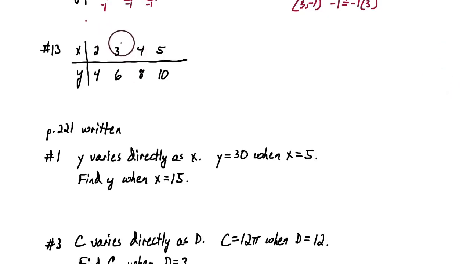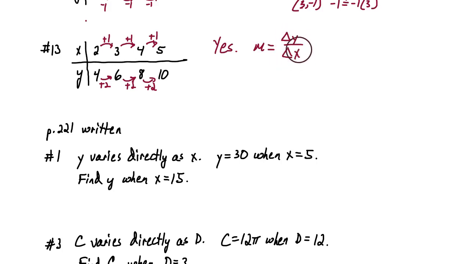Number 13, to decide if it's linear, let's check the rate of change. When x increases by 1, y increases by 2. When x increases by 1, y is changing by 2. And again here, when this increased by 1 unit, this one increased by 2. This is a constant ratio. So yes, this is a linear function. Therefore, it will have a slope. The slope is the change in y divided by the change in x. Y increases by 2 units every time x changes by 1 unit. This reduces to 2. Now we want to tell if this is a direct variation.